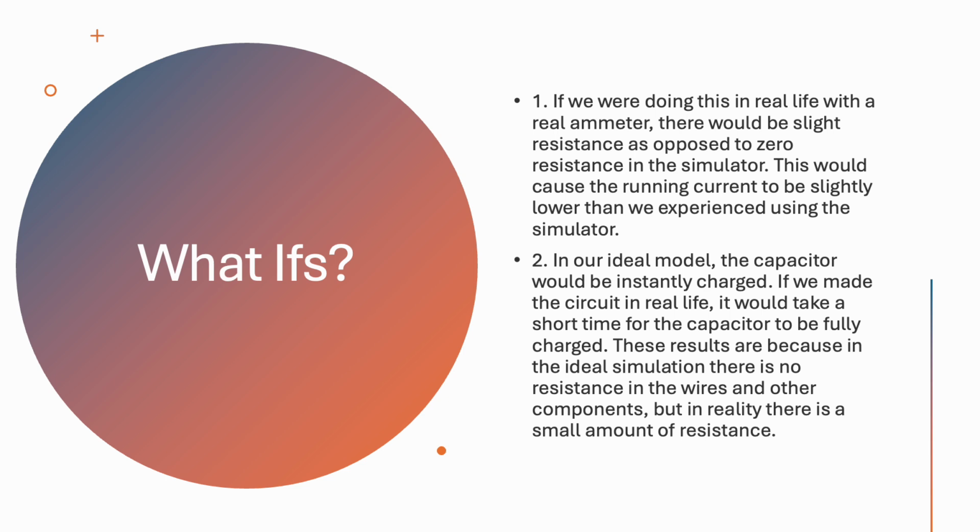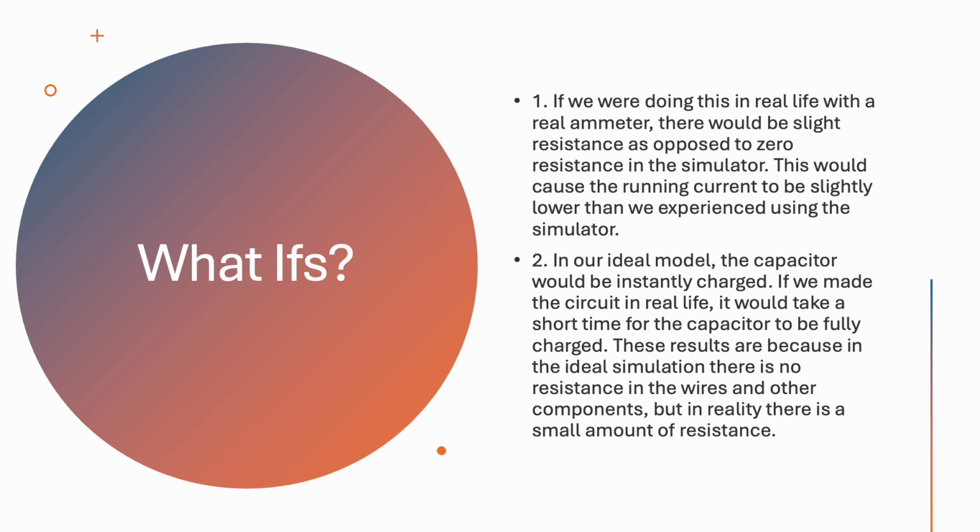And for the second what if, you were doing this experiment in real life and used a real battery to charge a real capacitor with no resistor in the circuit. How quickly would our ideal model predict the capacitor to reach full charge? And would this prediction happen in real life? Explain. Well, in our ideal model, the capacitor would be instantly charged.